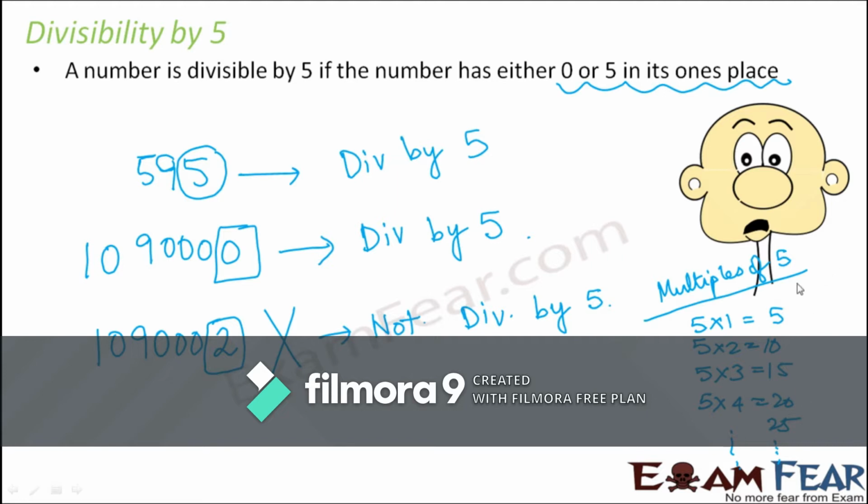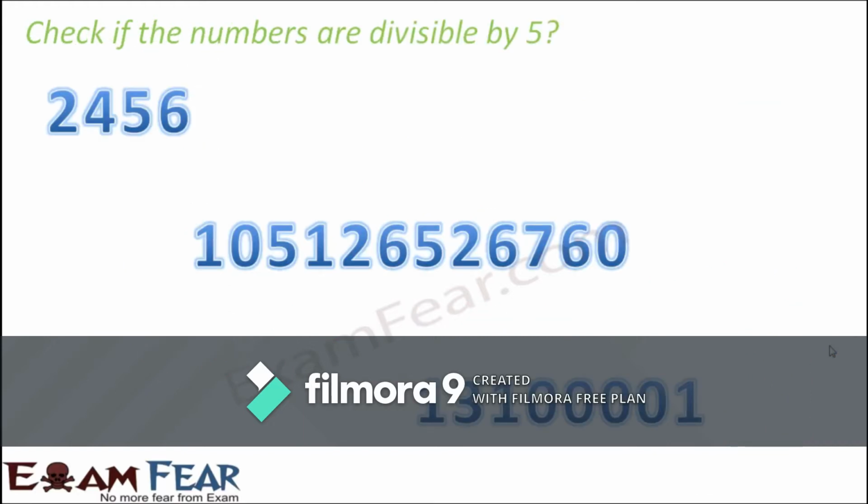So when you look at these multiples, what do you observe? Very carefully you would observe that all the multiples of 5 have either 5 or 0 in their units place, and that is why this rule has been placed. Now any number which is going to be divisible by 5 is going to be a multiple of 5, and it has been observed that all multiples of 5 have either 5 or 0 in their unit places. So that's why we have this rule in place.